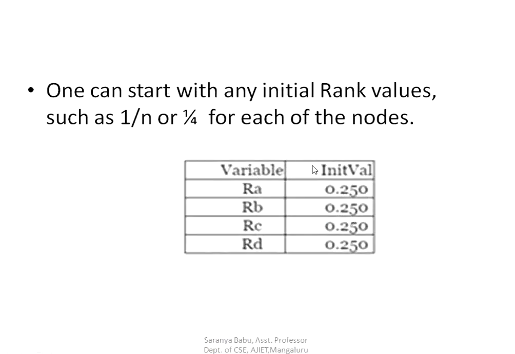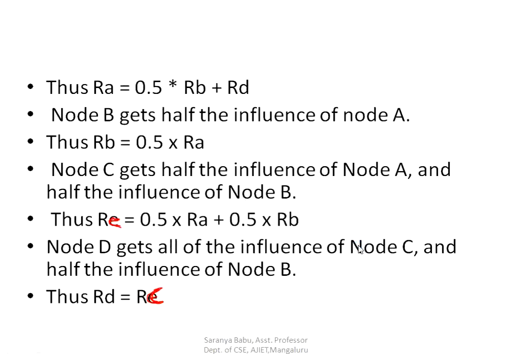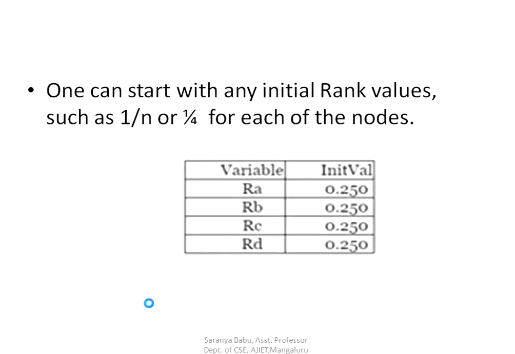After that, initially you can put the value for these variables as 1 by total number of nodes. How many nodes are there here? 1, 2, 3, 4. So 1 by n means 1 by 4, which is 0.25. Put 0.25 for all the variables. Substitute these values in these equations, and you will get the new set of values.